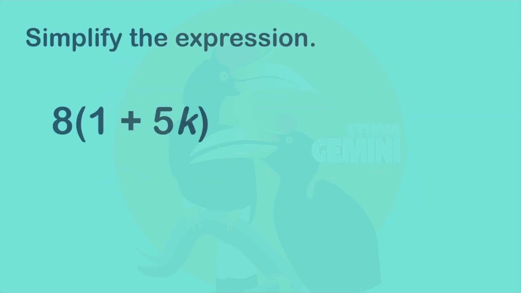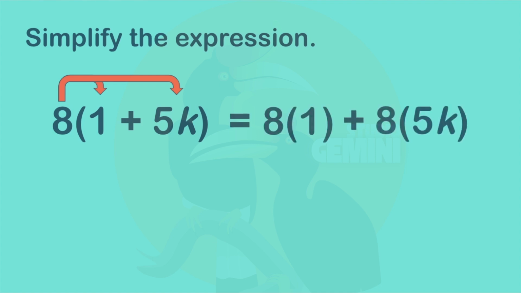In this first example, 8 should be distributed to 1 and 5k. Then we'll add those products since we have addition inside the parentheses. 8 times 1 plus 8 times 5k. Now simplify. 8 times 1 is 8, and 8 times 5k is 40k. So the simplified expression is 8 plus 40k. Since 8 and 40k are not like terms, they cannot be combined, so the expression is simplified.